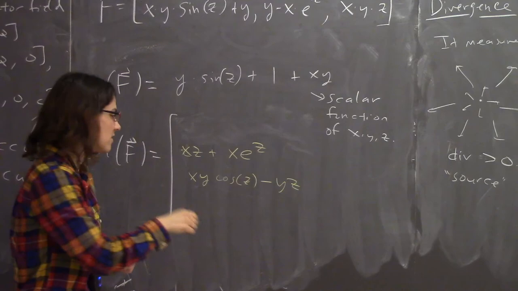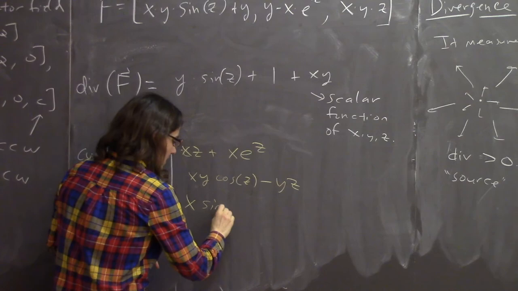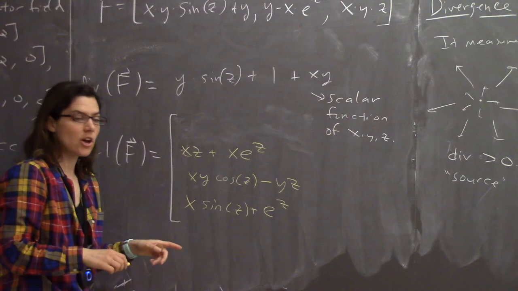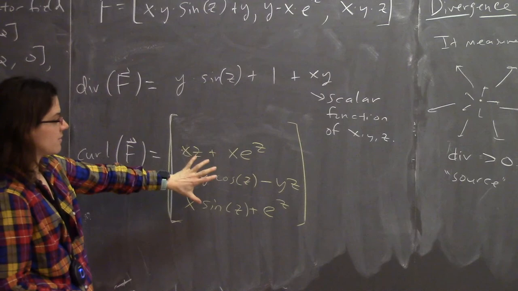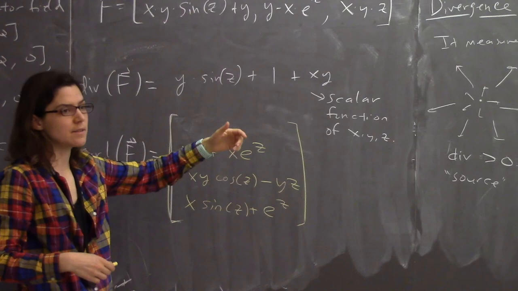Someone have the last component? Yeah. X sine z plus e to the z. Does this seem right? Okay, so I did not compute it. And if I had, I wouldn't have remembered. So I won't stake my life on this being correct. But I will stake my life on the idea that this is a vector function of x, y, and z. So this always gives you a vector and it depends on where you are. Okay, thanks everyone.